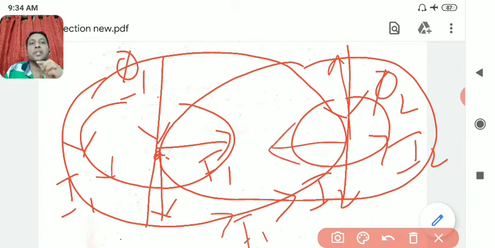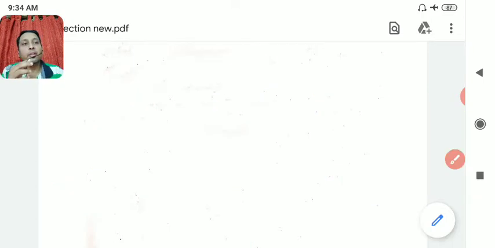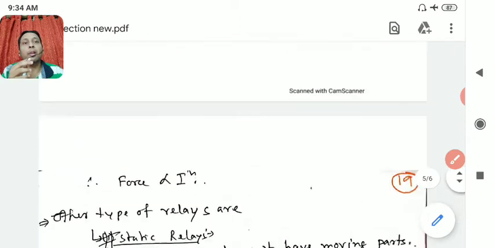So these forces are opposite to each other. So the net force will be the difference of these two. This is the force that is applied on the disc. So now you understand this one. Now if you go to the figure, you will understand what is happening. Now it will be a little bit clear to you.